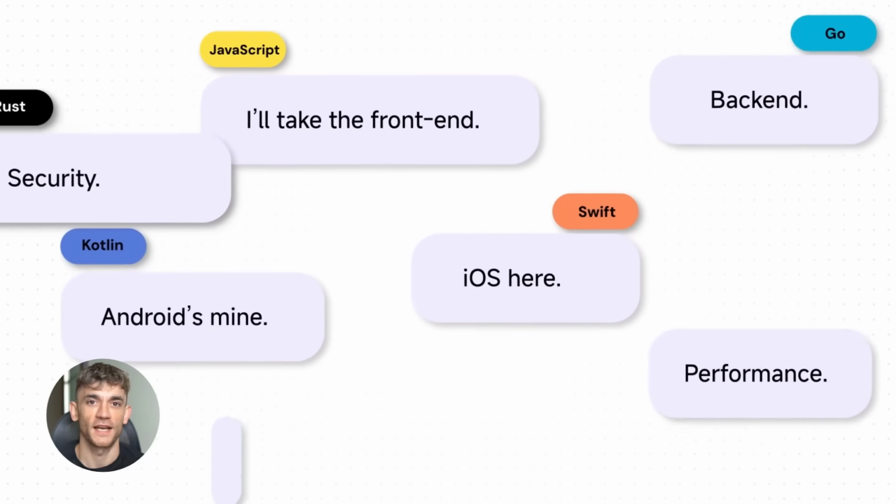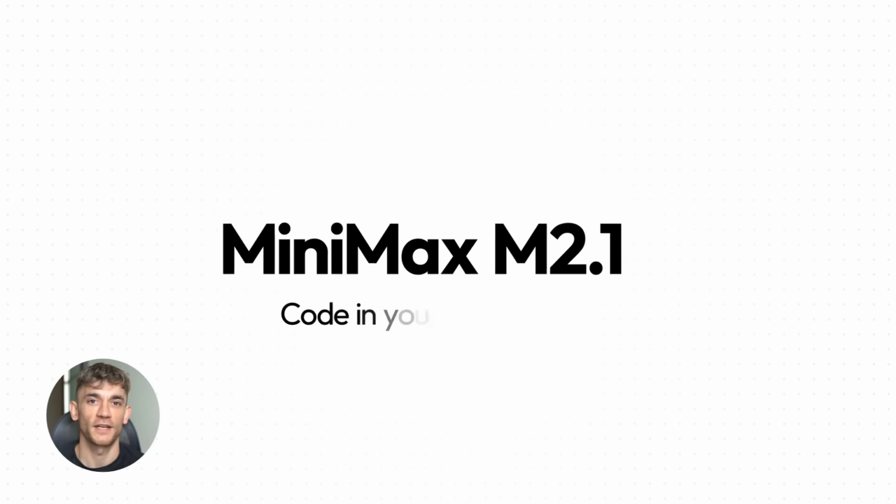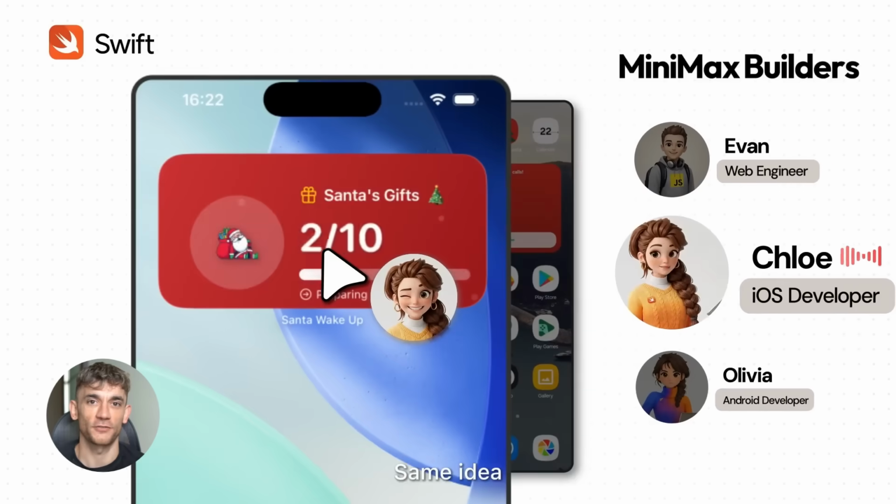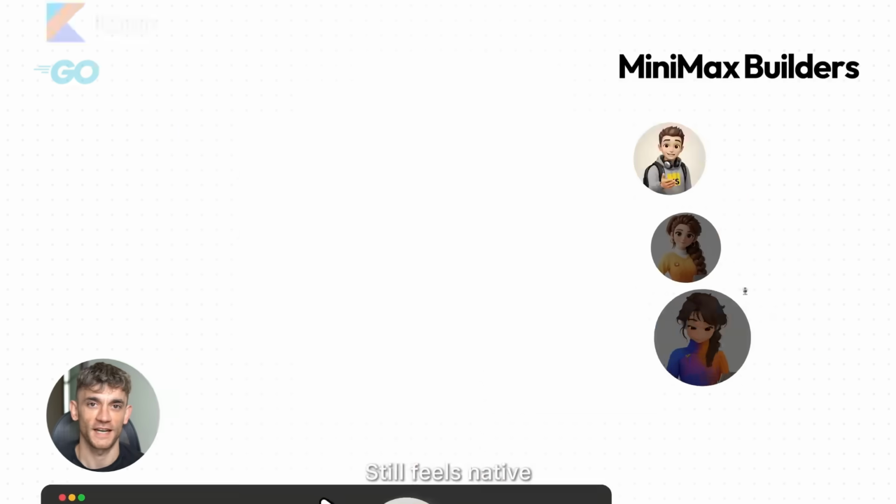A Chinese AI company just dropped the most powerful coding agent I've ever seen. This thing beats Claude and Gemini at coding. It's completely free. And I'm about to show you exactly how to use it right now.